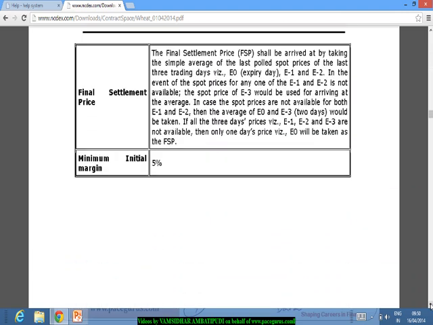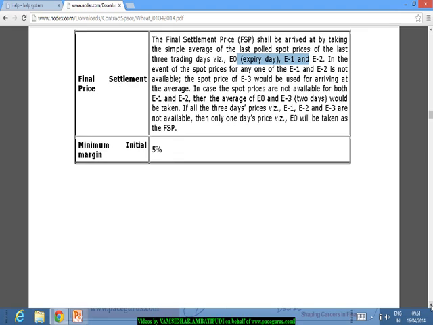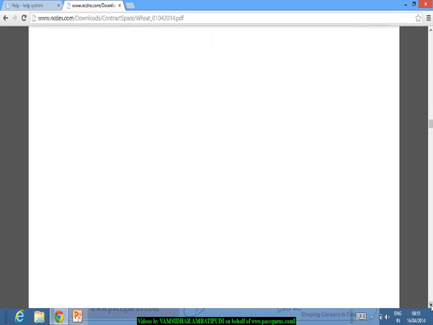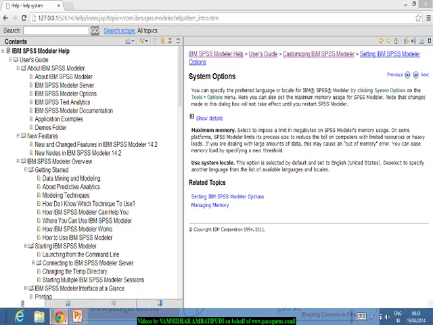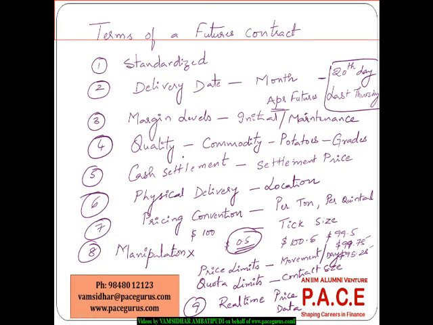So if you go through this, the initial margin is 5%. And what is the settlement price? Even that is mentioned, by taking the simple average of the last polled spot prices of the last 3 trading days. Whatever it is, this could change from contract to contract, from underlying security to security. But what I am trying to say is that these things are very clearly specified as a part of the contract specifications, as we have seen here.